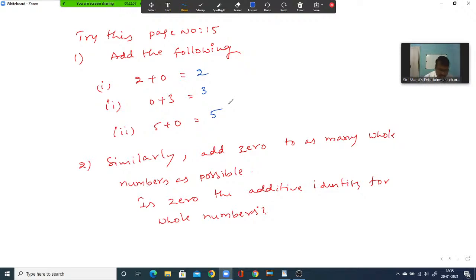Similarly, add 0 to as many whole numbers as possible. Suppose I take 11 plus 0 is 11. 12 plus 0 is 12. 25 plus 0 is 25. 35 plus 0 is 35. And so on. 100 plus 0 is 100. Whatever the whole number is, when we add 0 we get the same whole number. That's why in whole numbers 0 is the additive identity.